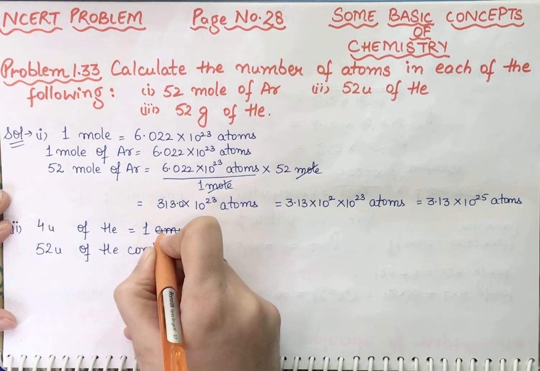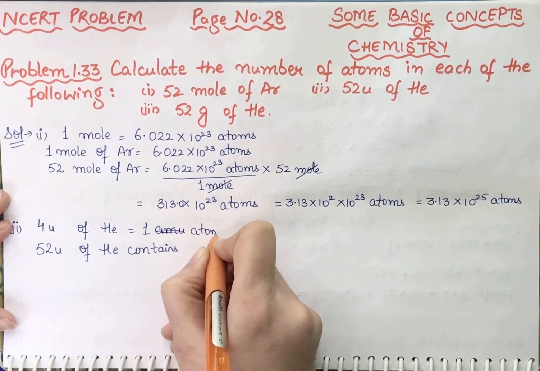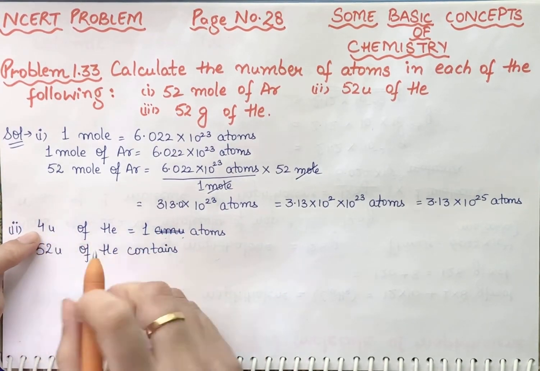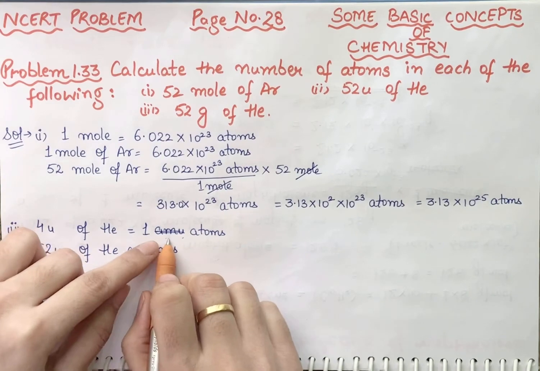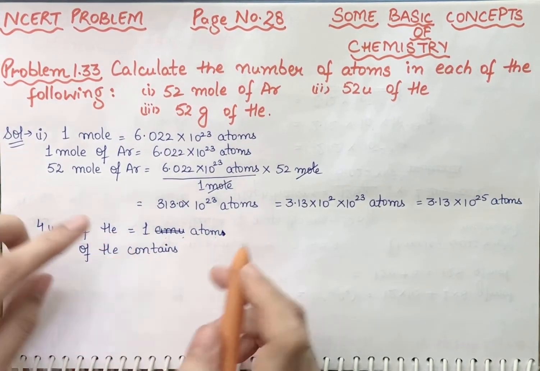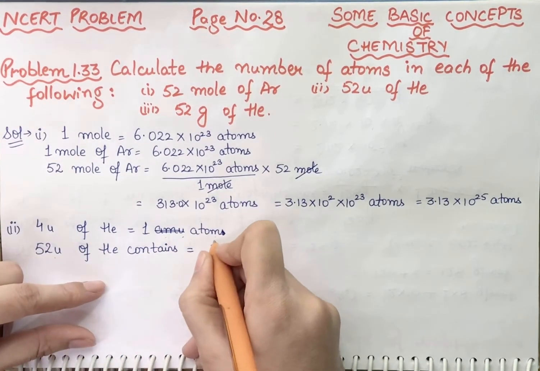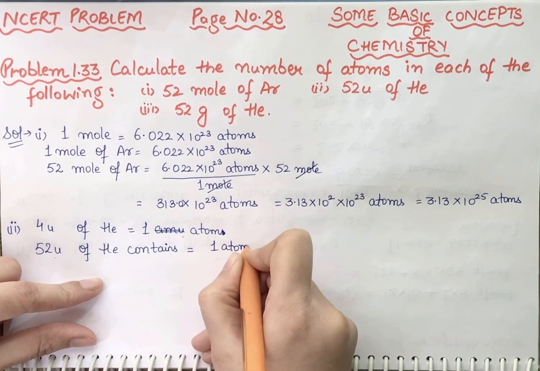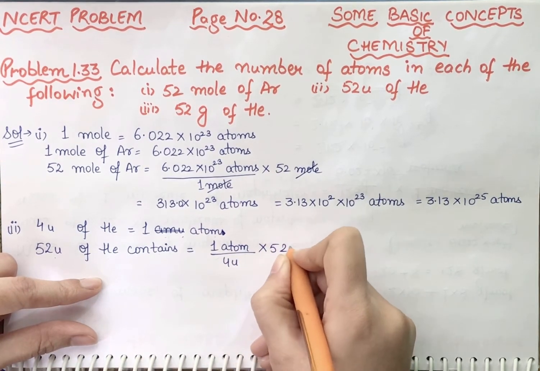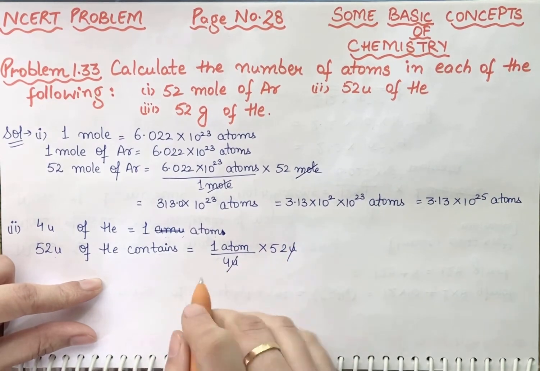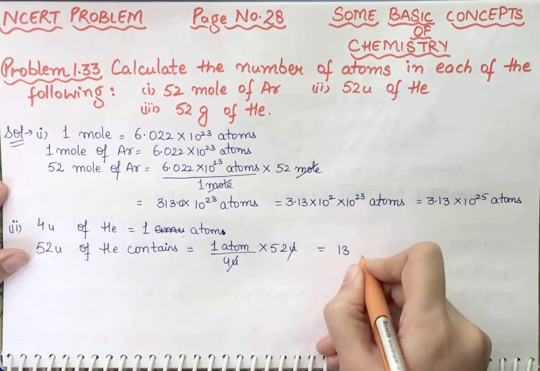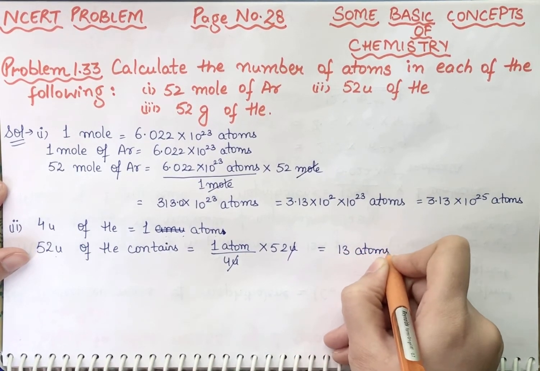here there should be atom, it's not AMU, it is atom. Okay, 4 unit, that means 4 AMU of helium is equal to 1 atom, right? And the 52 unit of helium contains how many atoms? Again, 1 atom by 4 unit into 52 unit, right? I'll cancel this with this. If I'll divide 52 with 4, I'll get 13 atoms. That is my final answer.